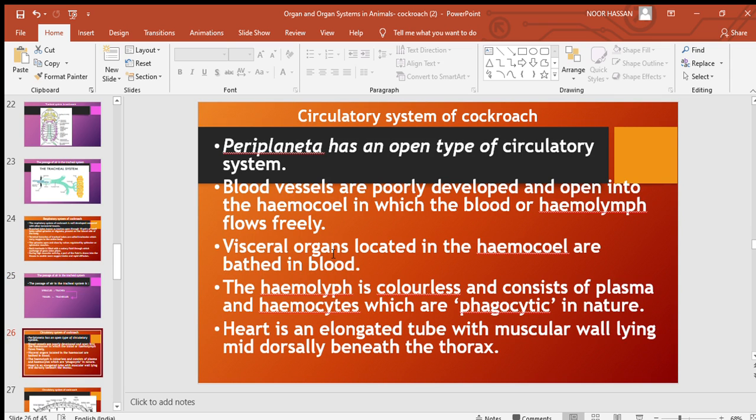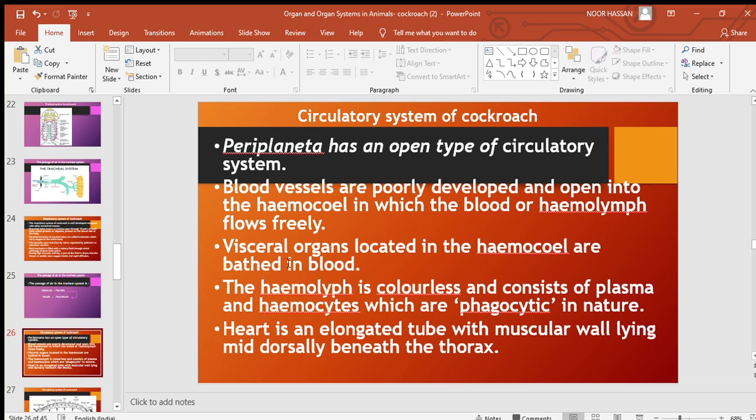It is about circulatory system. In Periplaneta, it has an open type of circulatory system. That is, it is not a closed circuit of blood vessels. Blood vessels are very poorly developed and open into the hemocoel or the body cavity, in which blood or hemolymph flows freely. Okay, so it's not moving through blood vessels. So blood vessels are poorly developed and open directly into the hemocoel, in which the blood or hemolymph flows freely.